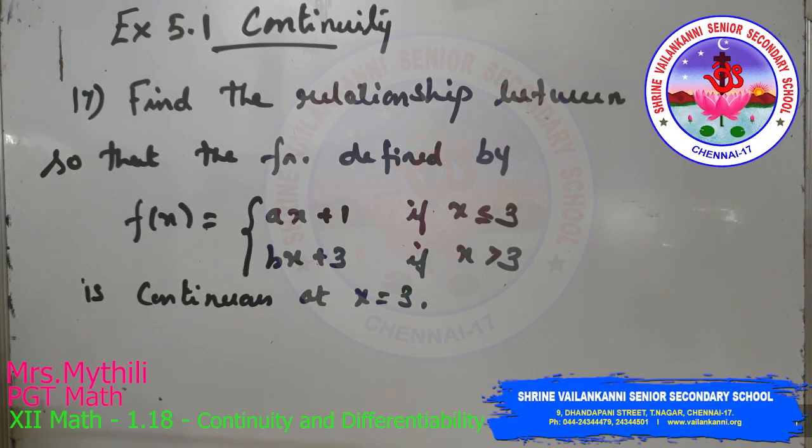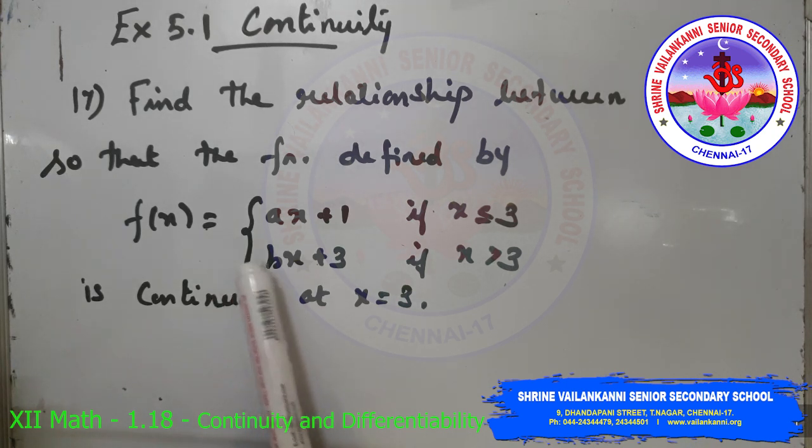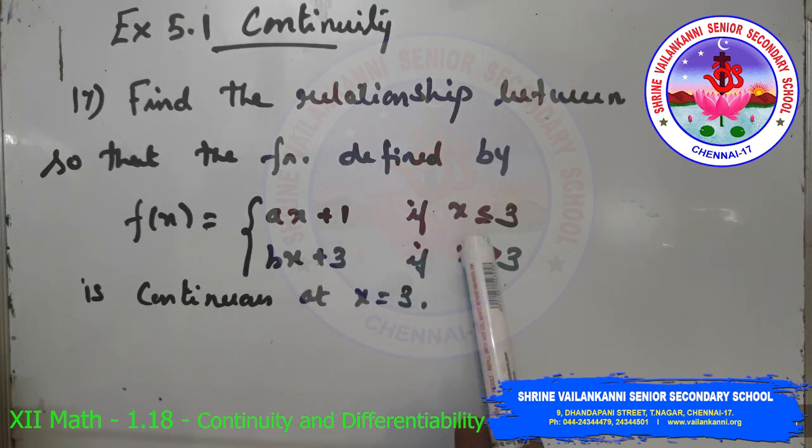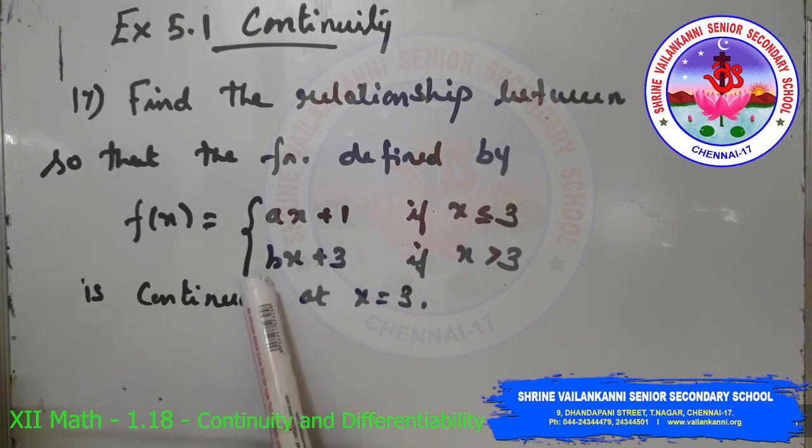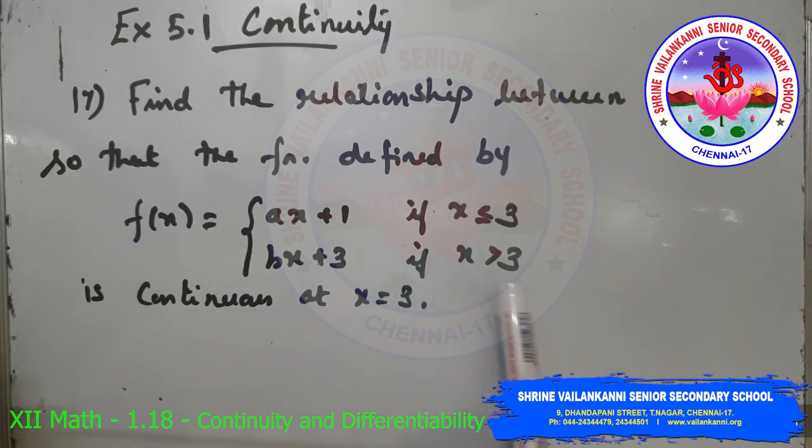Hello children, let's continue exercise 5.1 continuity in chapter 5 continuity and differentiability. 17th question: find the relationship between a and b so that the function f defined by f of x equal to ax plus 1 if x is less than or equal to 3, bx plus 3 if x is greater than 3, is continuous at x equal to 3.